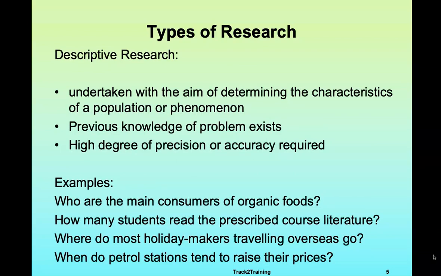The type of research can also be descriptive research, which is undertaken with the aim of determining the characteristics of a population or a phenomenon. This is done with previous knowledge of the problem. A high degree of precision or accuracy is required. For example, who are the main consumers of organic food? How many students read the prescribed course literature? Where do most holidaymakers travel overseas? When do petrol stations tend to raise their prices? So these are some of the questions which you can answer through descriptive research.